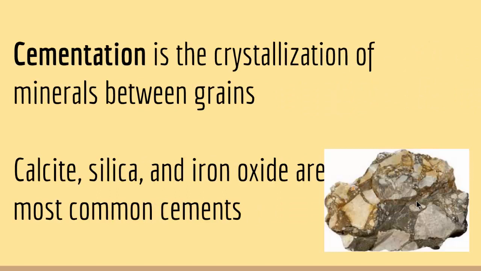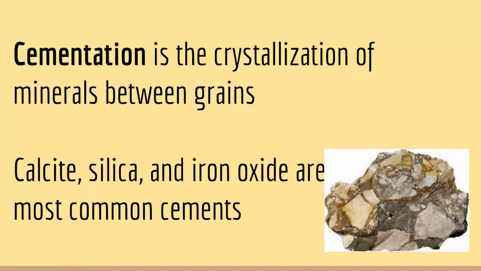Cementation is the crystallization of minerals between grains. When we have unconsolidated material and grains in different types and shapes, there are crystals between these grains. As we can see right here, we have a big grain here, we have a big grain here, we have a big grain right there. When these minerals between these big grains get crystallized, cementation occurs.